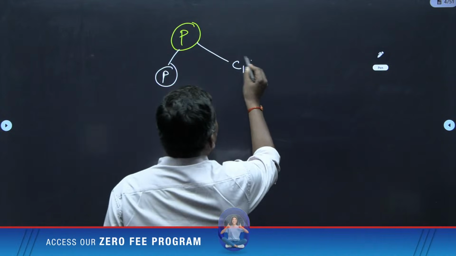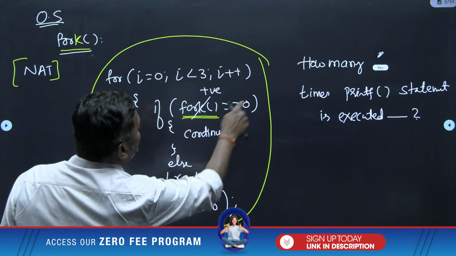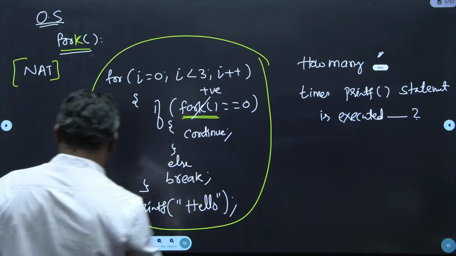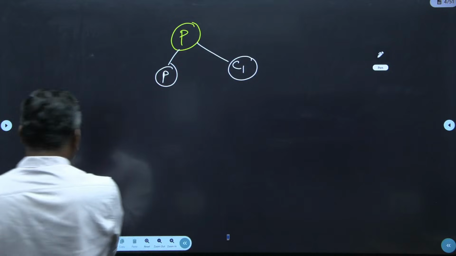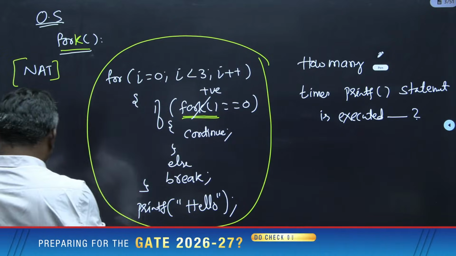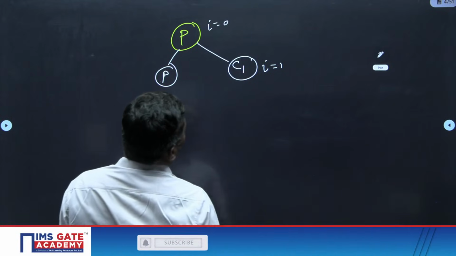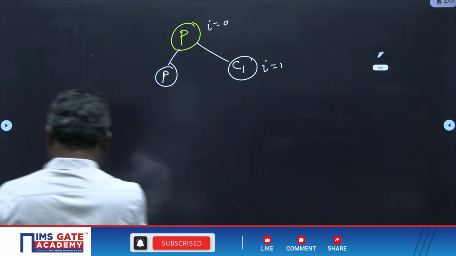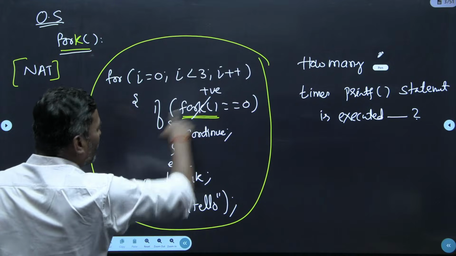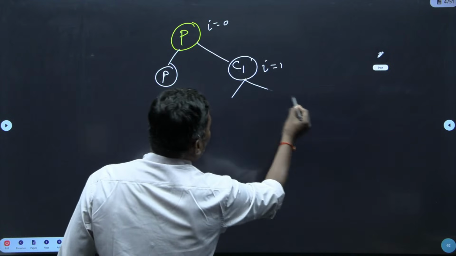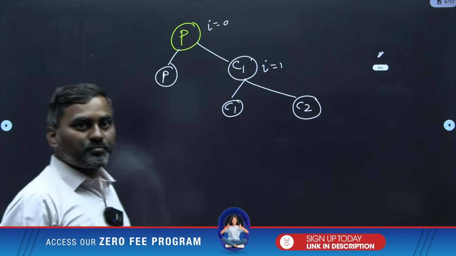Now come to the child. In the child code, the return value is 0, so the condition is true and it continues. Continue means the loop gets repeated. So i, initially 0, gets incremented, and now i equal to 1. The condition i less than 3 is true, so we execute fork again. One more child will be created. I am keeping C1 as it is, and C2 gets created here.